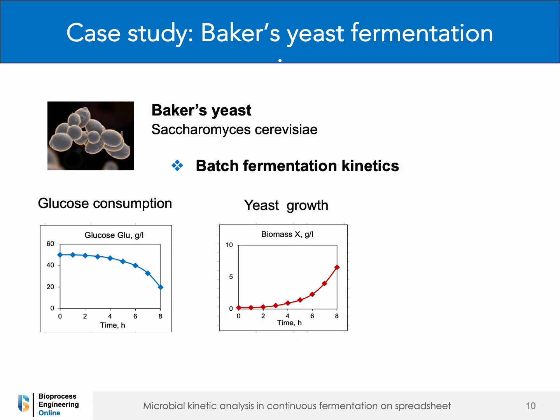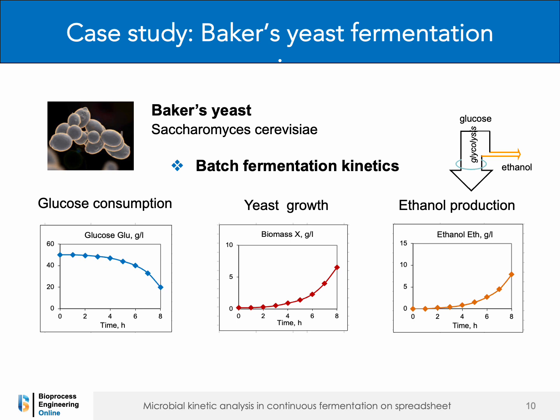The kinetic analysis of continuous fermentation is illustrated here, using the case study of baker's yeast, Saccharomyces cerevisiae. When cultivated in a batch fermentation under aerated conditions with an initial glucose concentration of 50 grams per liter, the process typically yields about 7 grams per liter of yeast biomass after 8 hours of growth. During this time, approximately 8 grams per liter of ethanol is also produced.